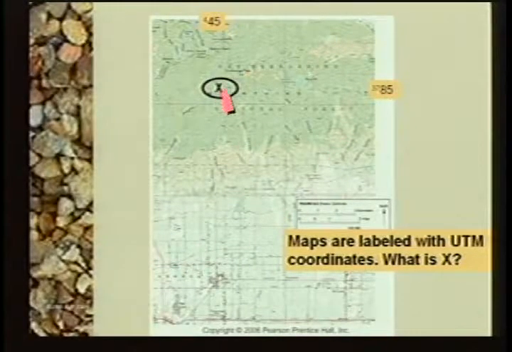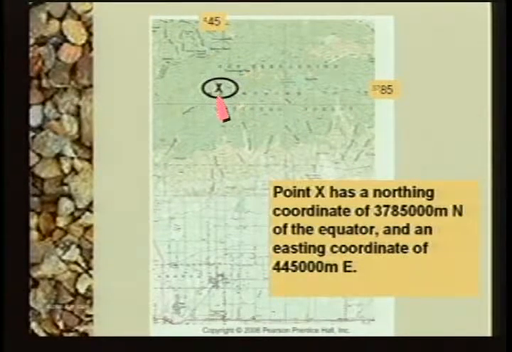But if we want to find the location of point X using the Universal Transverse Mercator coordinates, how would we do that? Well, note that the way that the numbers are abbreviated is for convenience because we're dealing in thousands of meters. So, where is point X? Point X would have a northern coordinate, here we go on this side, of 3,785,000 meters north of the equator. This is the number that would be given over on the right-hand margin of the map.